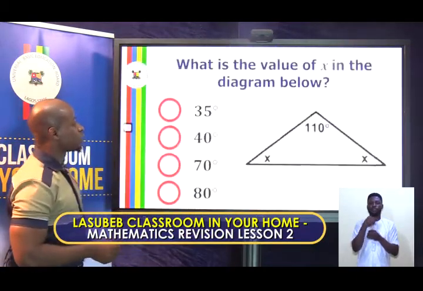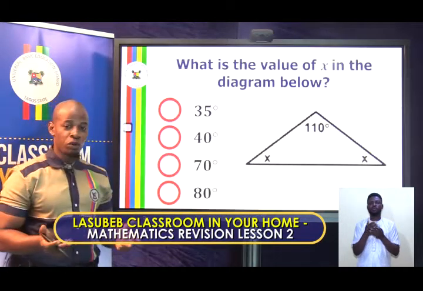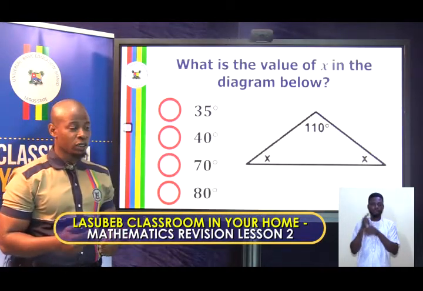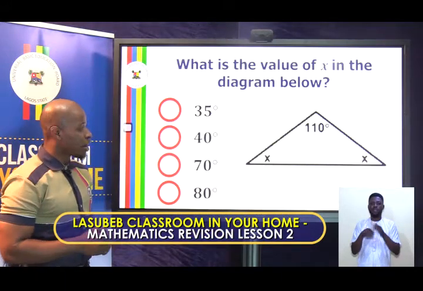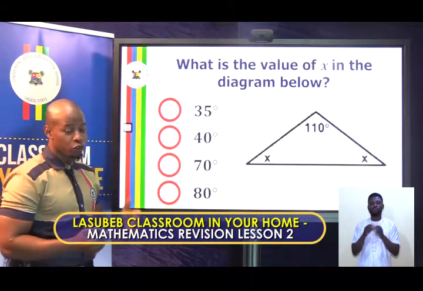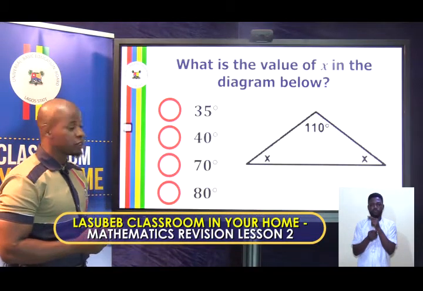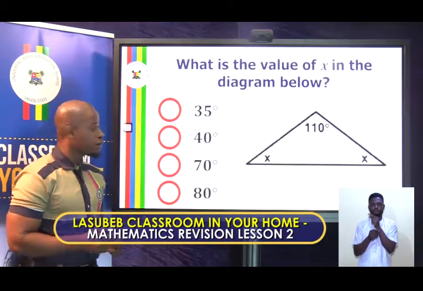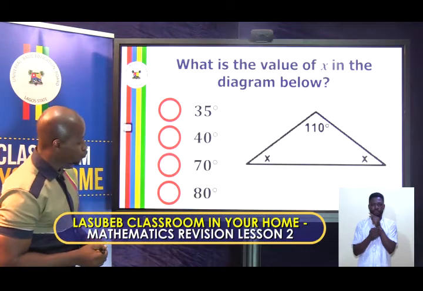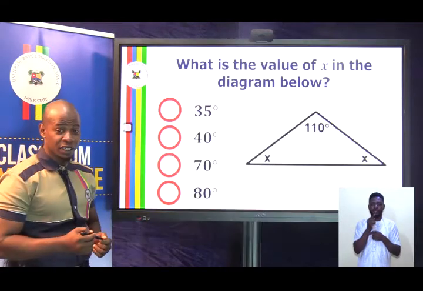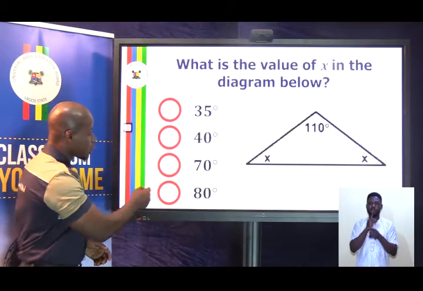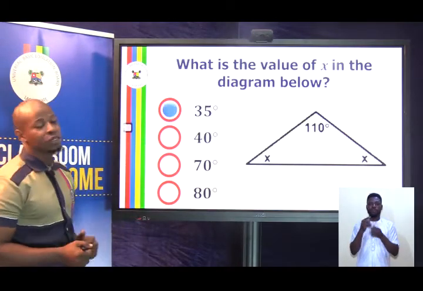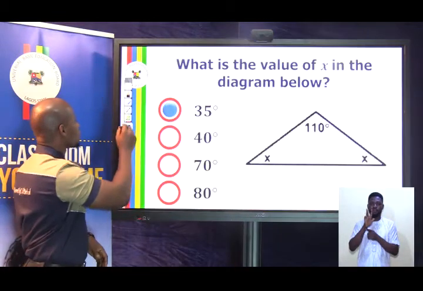First question today says, starting from where we stopped in the last lesson, what is the value of x in the diagram below? I'll give you some time to think about this and we'll see what the answer is. I have seen the answer and I believe you should have by now. Let's see what that answer is. The answer should be 35 degrees. And why is it 35 degrees?